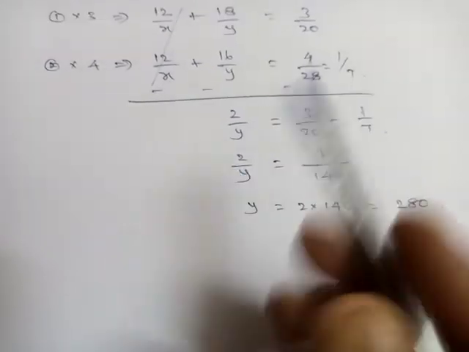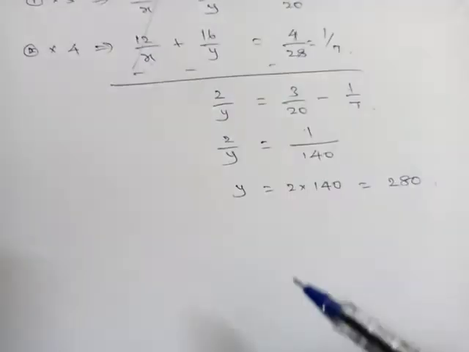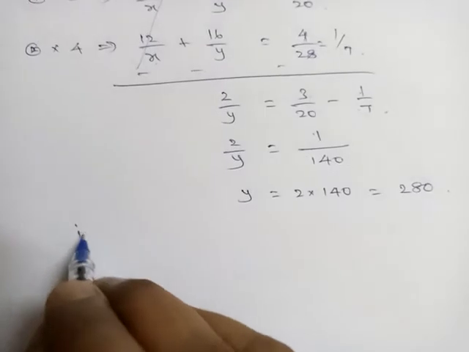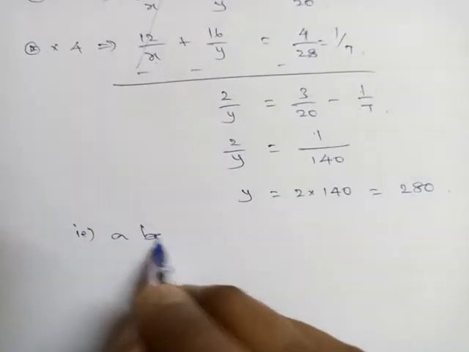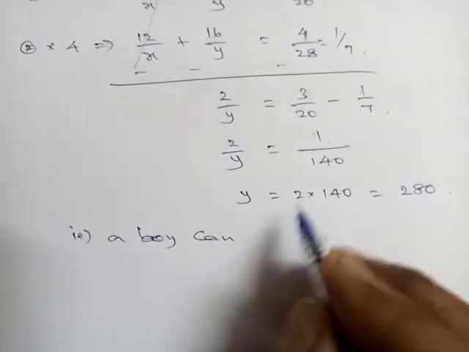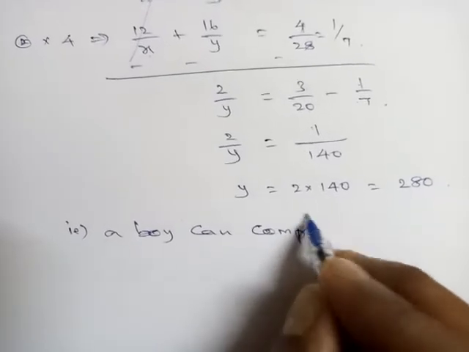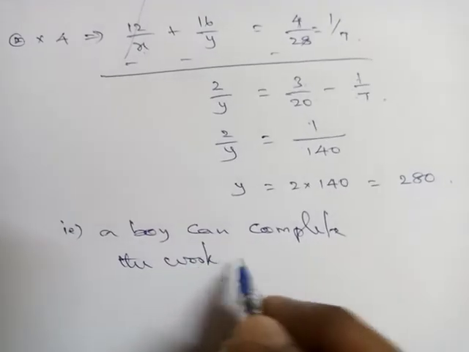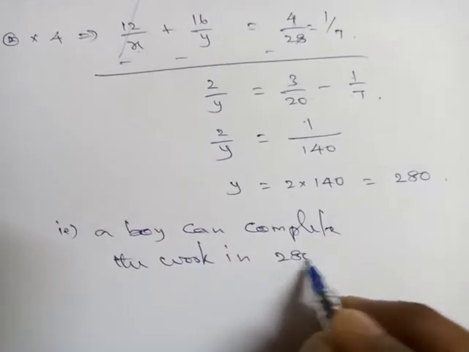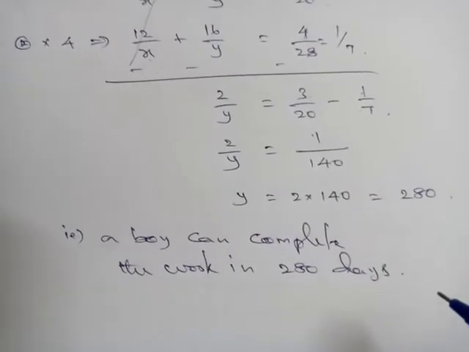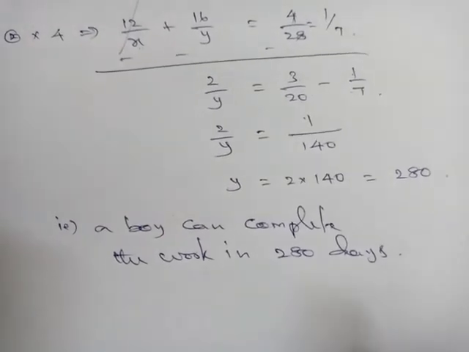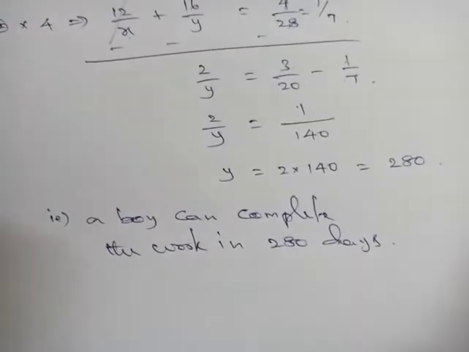If you substitute this y value, we will get x. That is, a man can complete the work in how many days? A boy can complete the work in 280 days. You just find how many days we need for the man to complete it. That is, the x value we have to find. Just substitute this y value and find the x value. That's all.